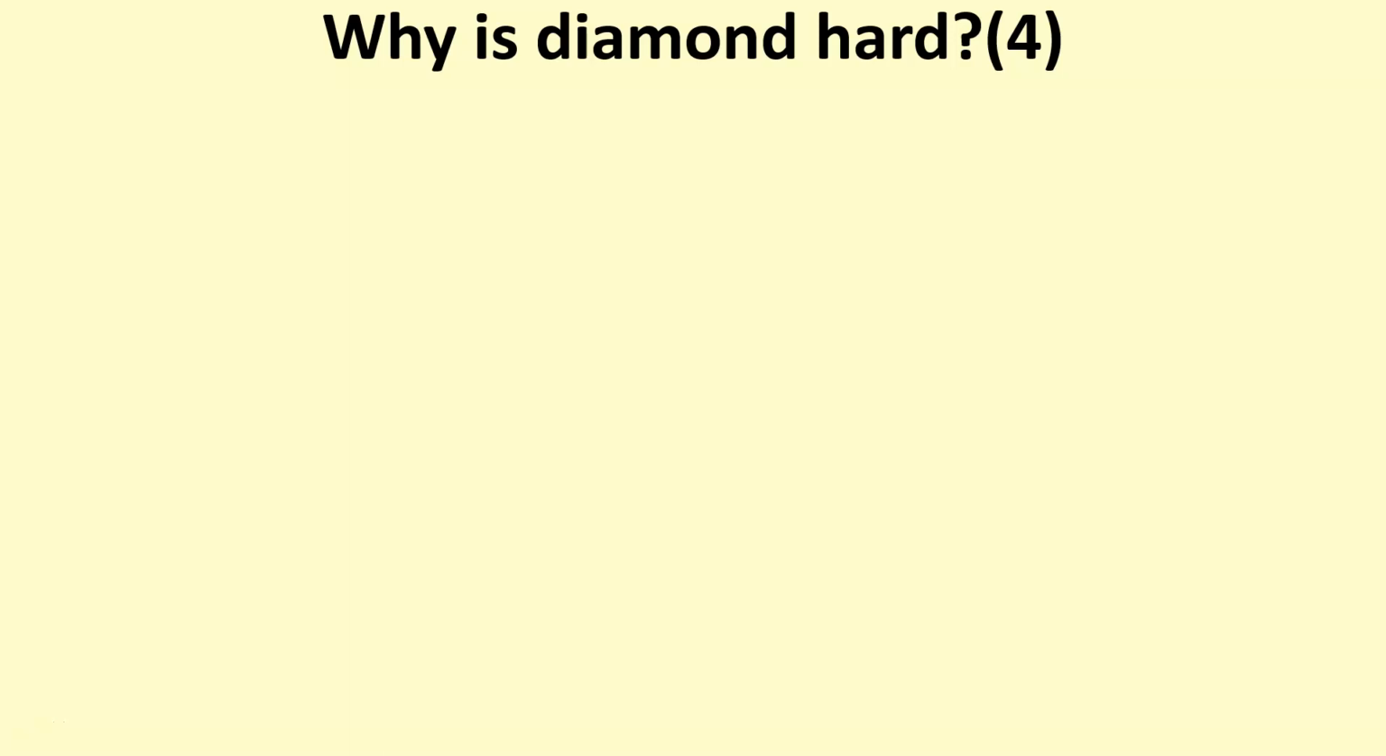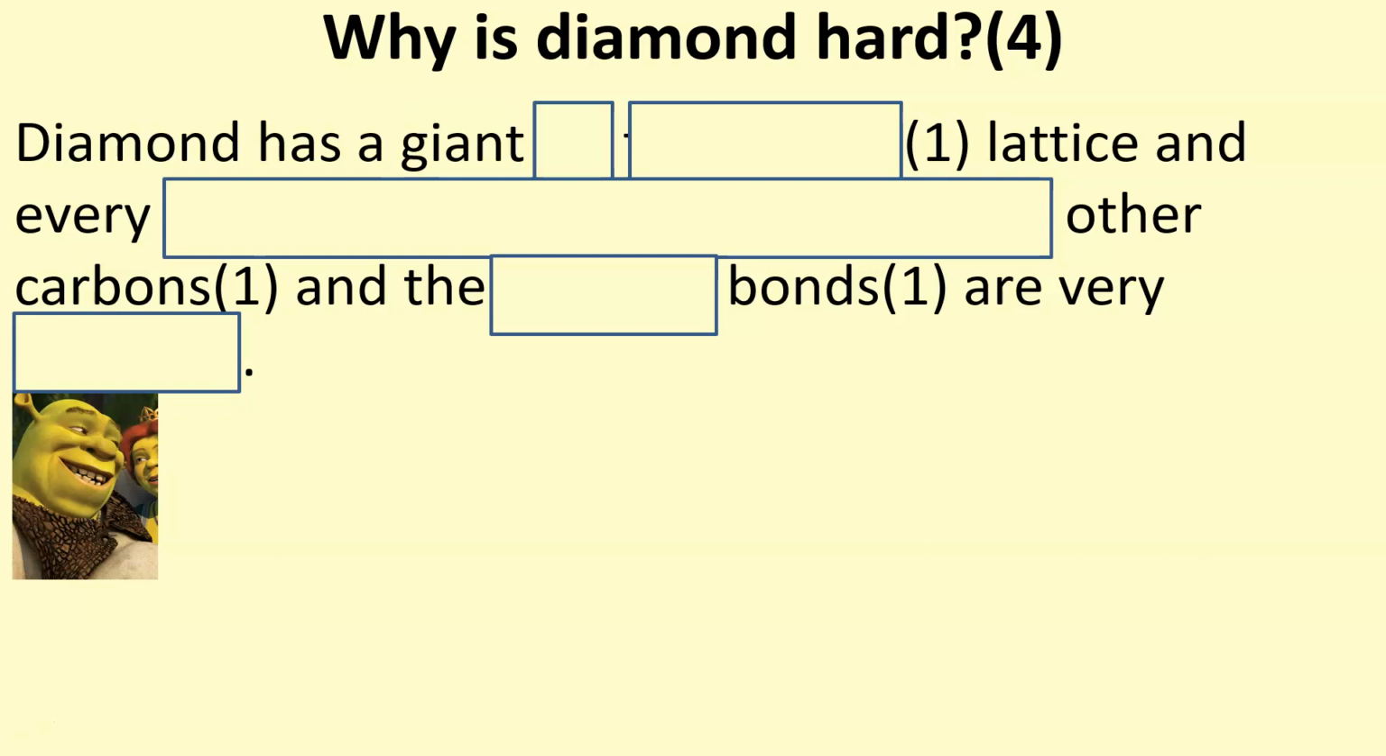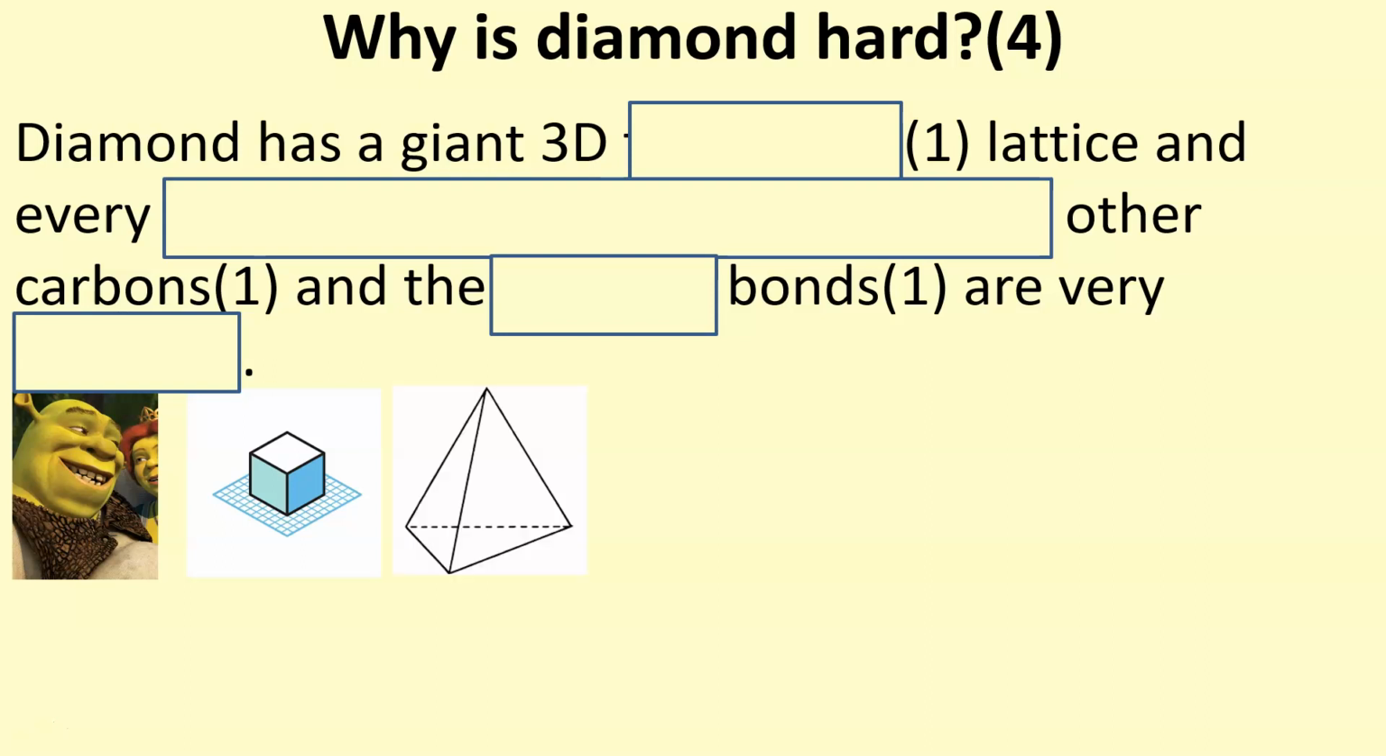Pause the video, see if you can answer the question, otherwise you'll shortly see a sentence with gap fill. So why is diamond hard? As in, why is it so hard it's actually used for drill tip bits? So again, we've got Shrek, so it must remind us that we've got a giant structure. This is a three-dimensional drawing, as in all the atoms are joined together in a massive lattice going in every single direction. That's showing a tetrahedron. So it's a giant three-dimensional tetrahedral lattice.